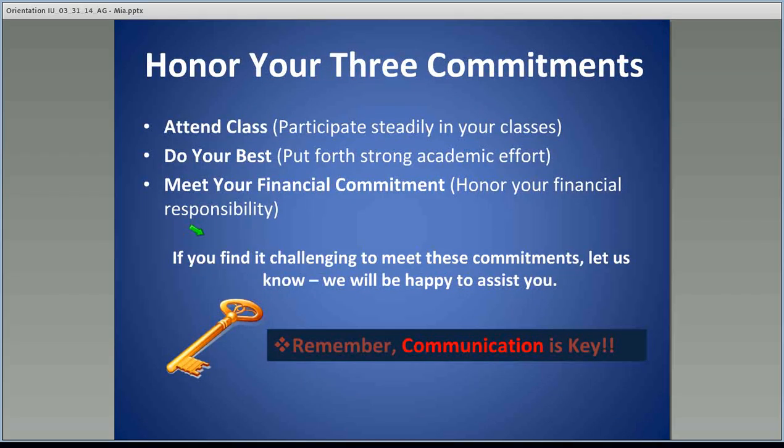Now, it's important to also honor your 3 commitments as an online student. Those commitments are to attend class and participate steadily in your classes, to do your best and put forth a strong academic effort, and to meet your financial commitment. So honor your financial responsibility, whatever that is that you've set up with your personal financial planner. And if you ever find it challenging to meet any of those commitments, just let us know and we'll be happy to assist you. So remember, communication is key.